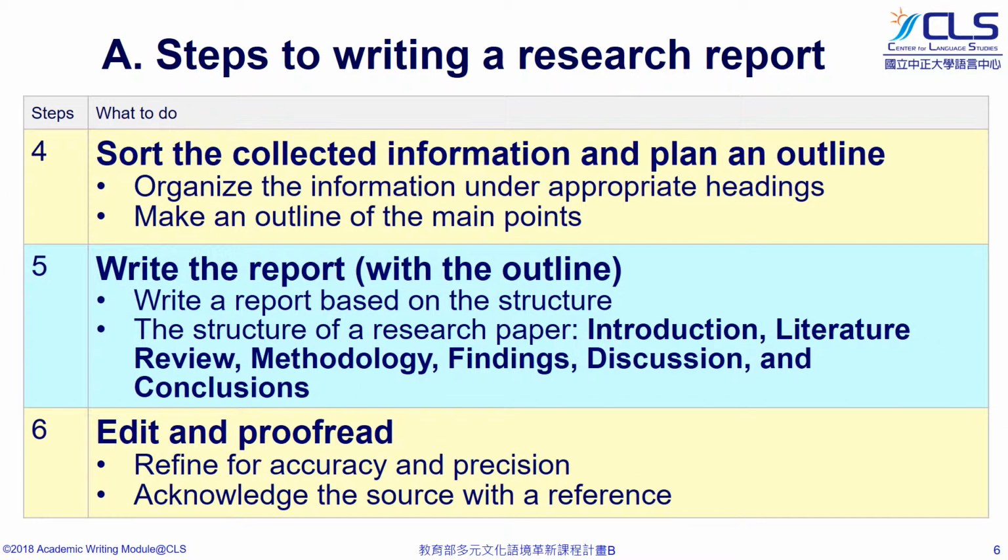In Step 4, sort the collected information and plan an outline. We organize the information under appropriate headings and make an outline of the main points. In Step 5, we write a report based on the structure. For example, the structure of a research paper includes introduction, literature review, methodology, findings, discussion, and conclusions. Step 6, we edit and proofread to refine for accuracy and precision, and acknowledge the source with a reference.